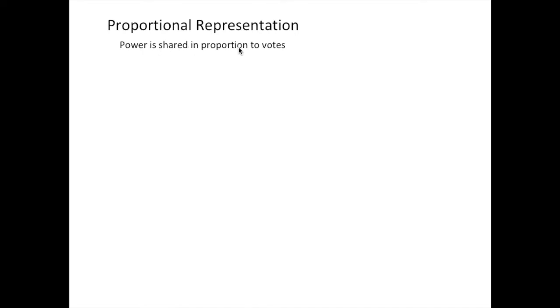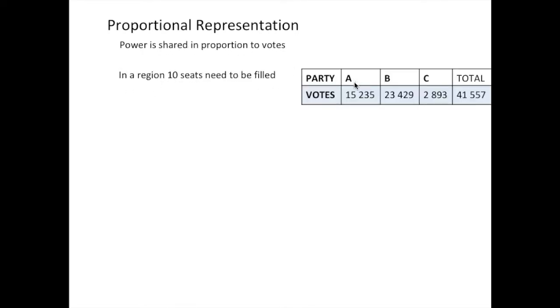Then finally we have proportional representation. Power is shared in proportion to the votes. Here's an example. In a region, 10 seats need to be filled. We have, let's say, 3 parties, A, B, and C. Each person gets a vote. Each person is voted for.